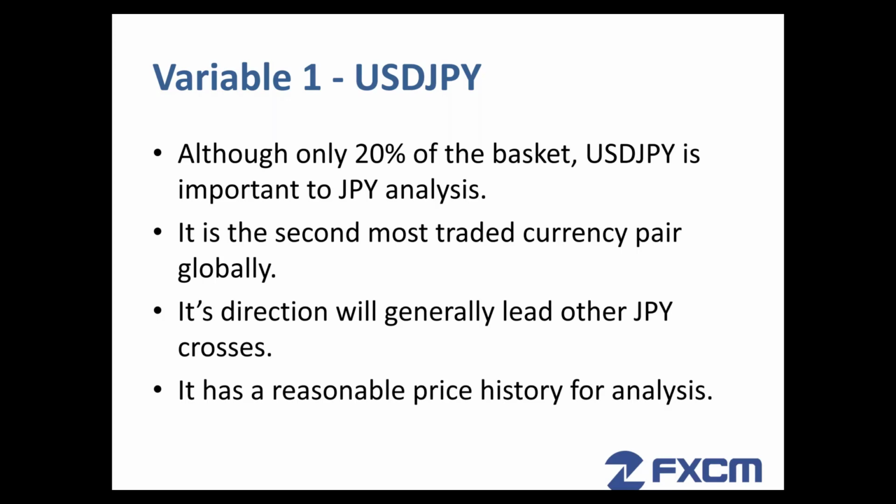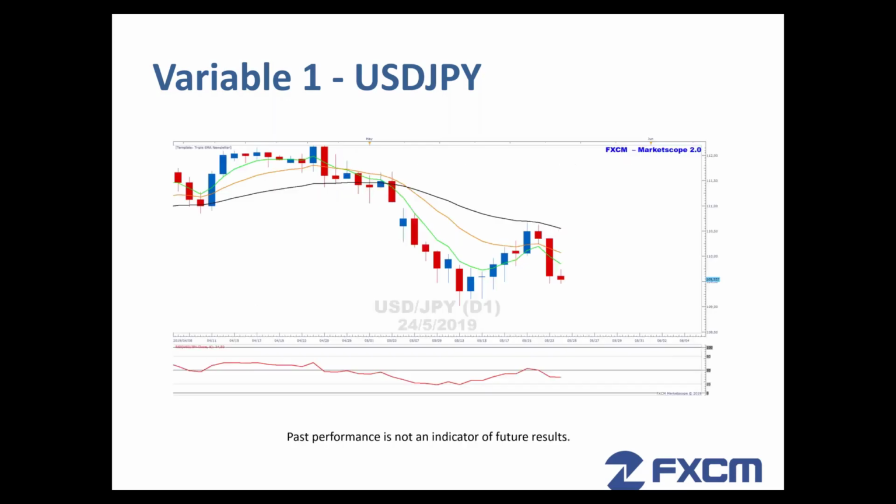So take a look at this slide here. We can see that the green fast moving average is below the intermediate orange moving average, which is below the slow moving black moving average, and the RSI is below 50. So it seems to suggest perhaps that the US dollar is depreciating in value when compared with the Japanese yen. So that's potentially a good place to start with an analysis.